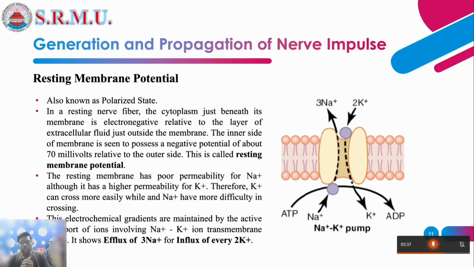One thing about resting membrane potential is that it has poor permeability for sodium ion, whereas higher permeability for potassium ion. Therefore, potassium can easily cross and sodium has difficulty in crossing. Now, how is this gradient maintained, how is the polarized state maintained? It is maintained because of the sodium-potassium ATPase pump. It is an ungated channel where there is efflux, that is outside movement, of every 3 sodium ions for every 2 potassium ions influx, that is inside movement of potassium ions.